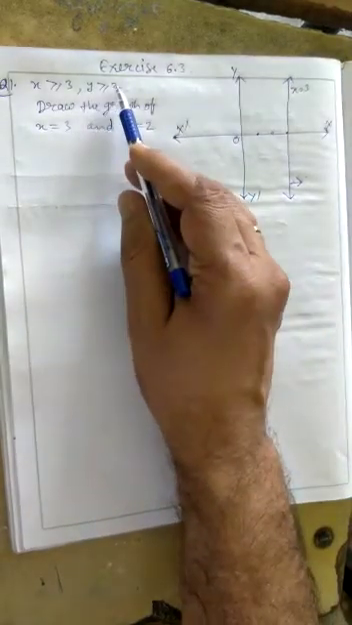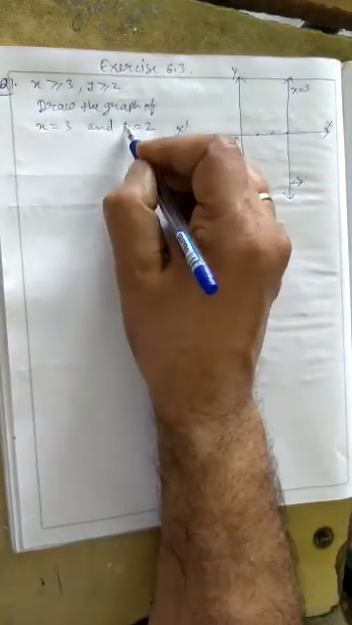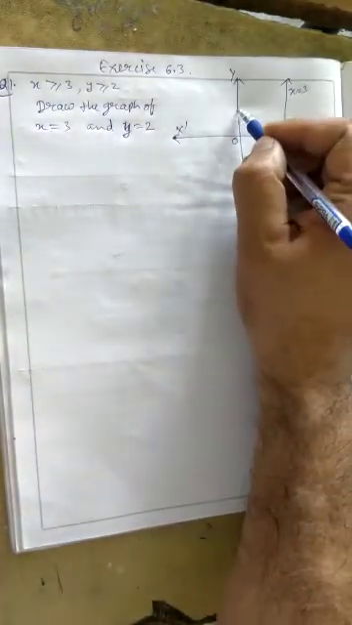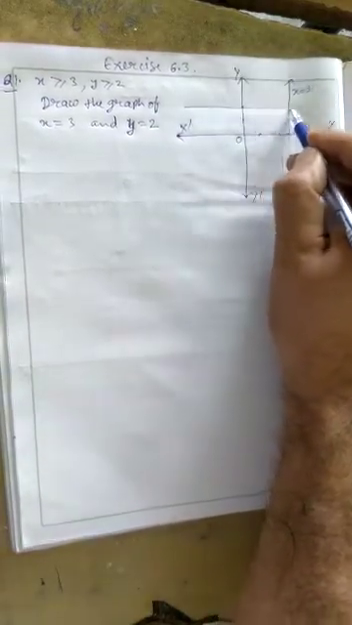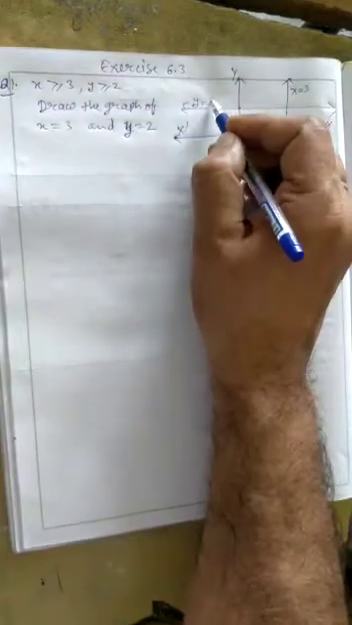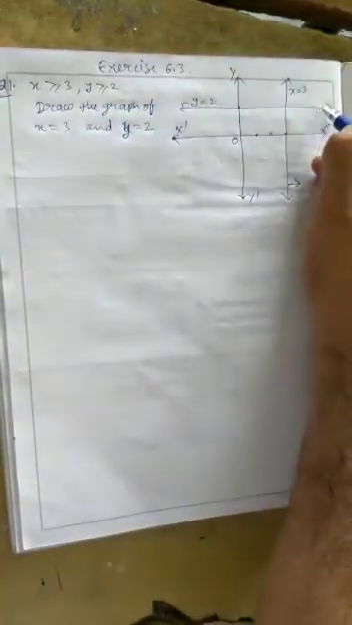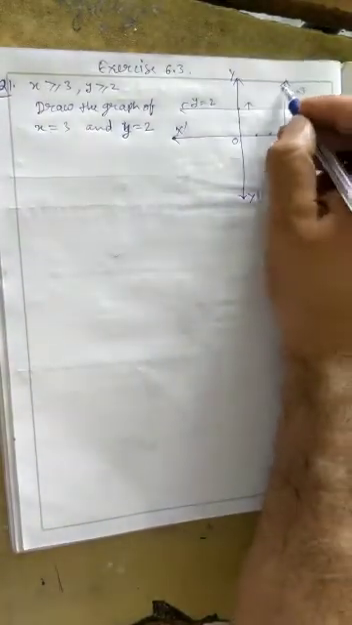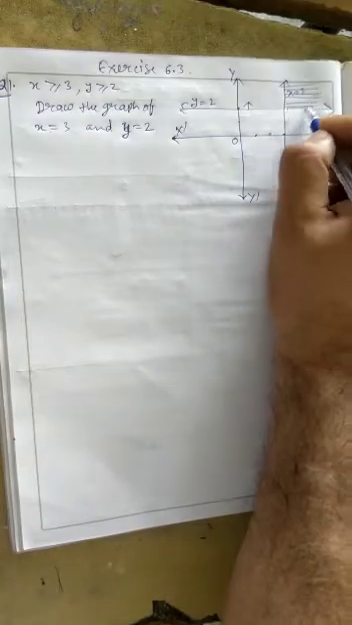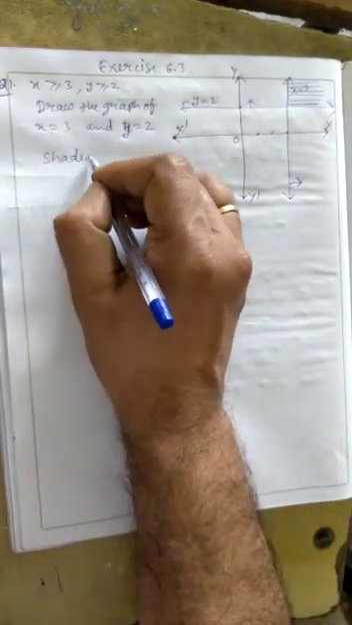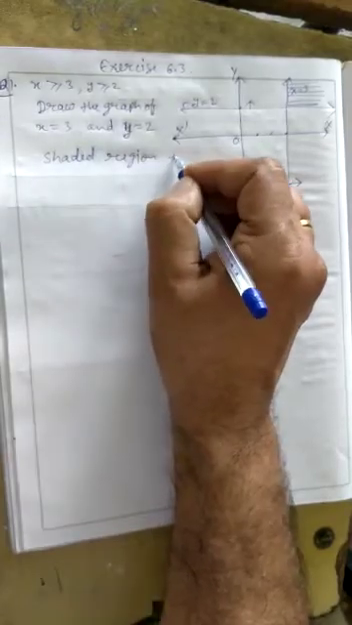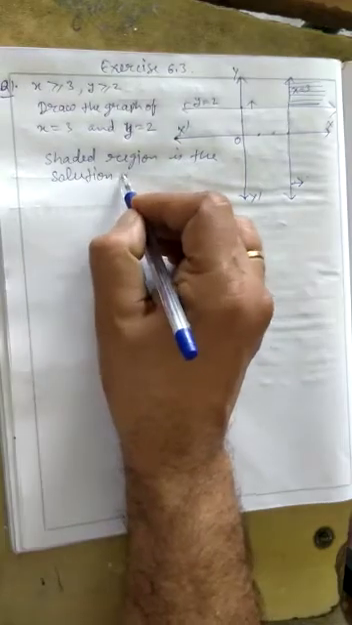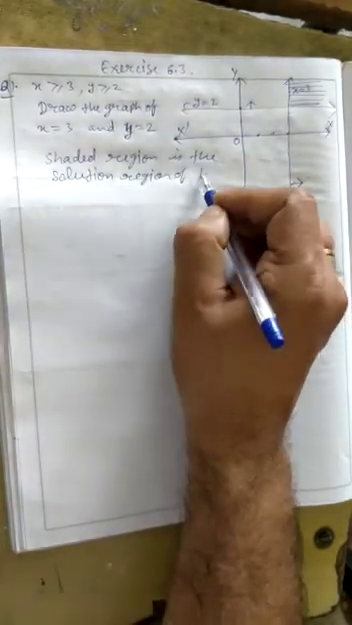Second is y greater than or equal to 2. We have to draw the graph of the line y equal to 2. So y equal to 2 means we are taking 1 and 2. So we have to draw the graph of this line y equal to 2. Y is greater than 2, it means upward to this line. So upward to this line and rightward to this line, this is the solution region. Shaded region is the solution region of the given inequalities.